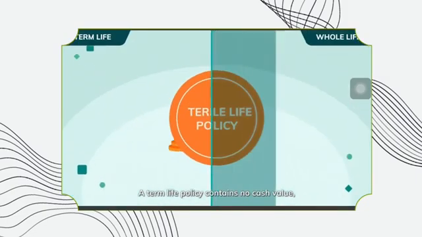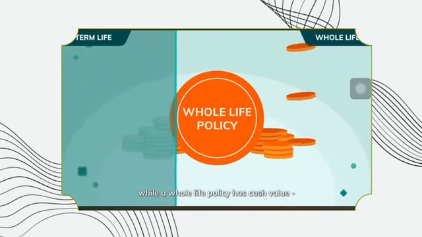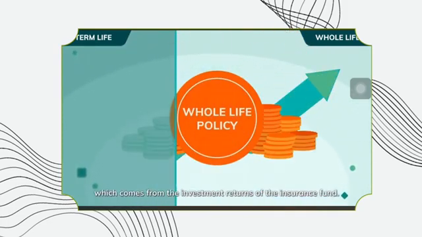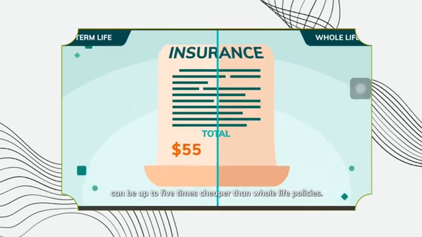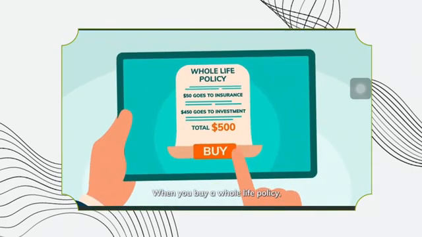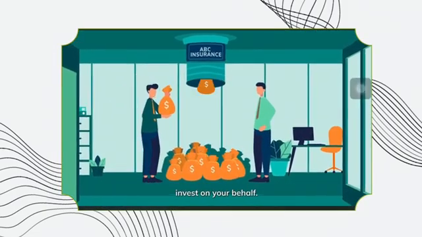A term life policy contains no cash value, while a whole life policy has cash value, which comes from the investment returns of the insurance fund. This is also why term life policies can be up to 5 times cheaper than whole life policies. When you buy a whole life policy, you're paying more for the insurance company to invest on your behalf.